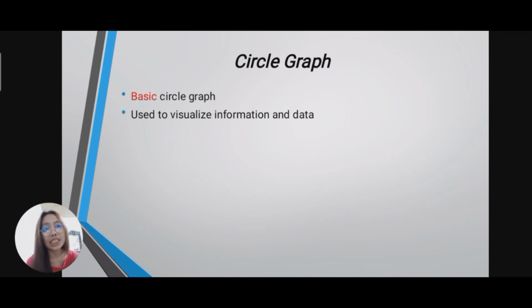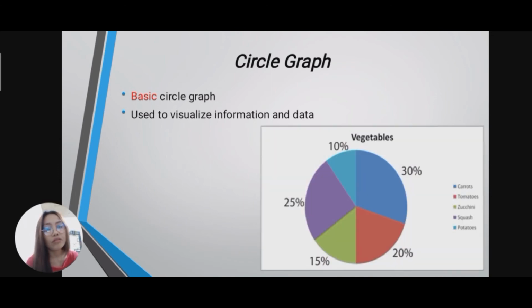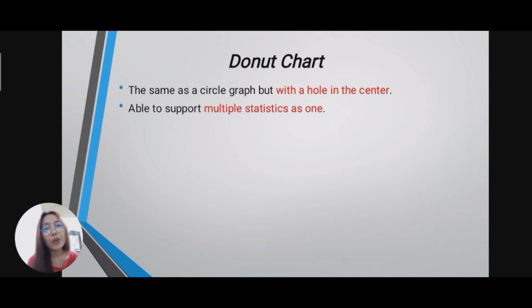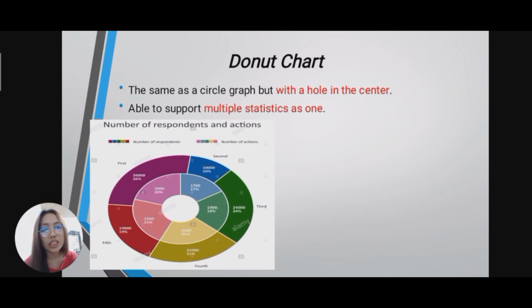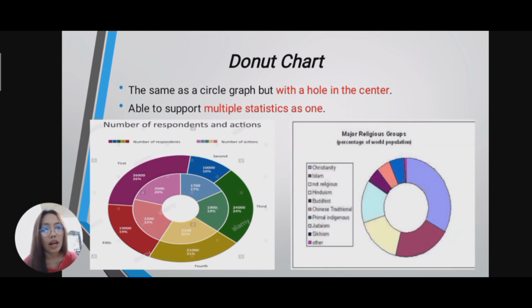The second one is the circle graph. It is the basic circle graph and it is used to visualize information and data. So this is an example of circle graph which we commonly use and encounter. The third one is the donut chart. It is the same as the circle graph, but with a hole in the center. It is able to support multiple statistics as one. So it could look like this that has two layers or like this that has one layer only.